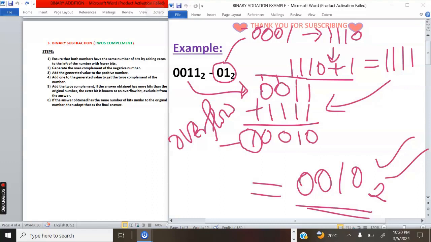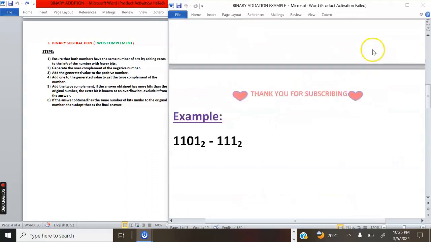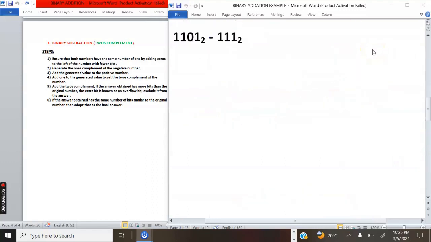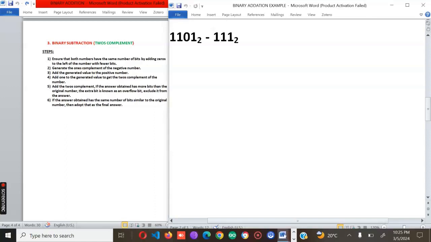Okay, let's do our example number 2 so that you can get conversant on how to do the whole thing. Our example number 2 is 1101 base 2 minus 111. Remember the rules? If the bits are less, you add. So for the negative one, we add a zero.